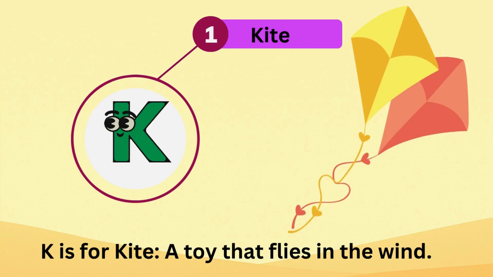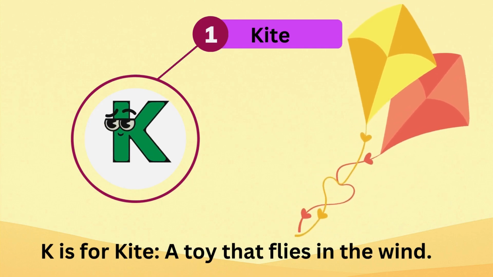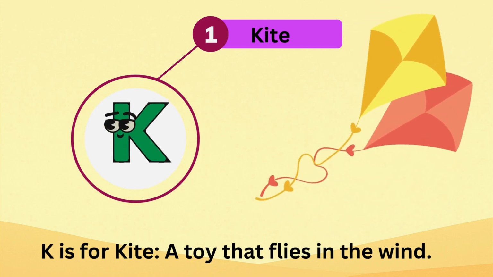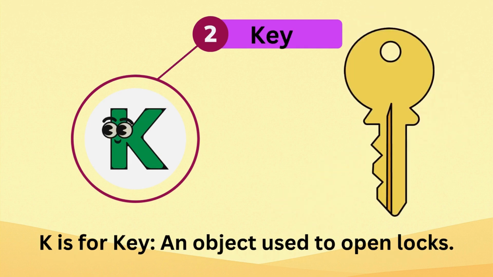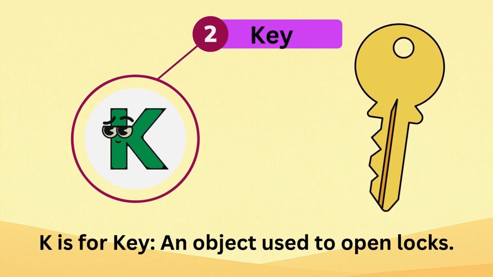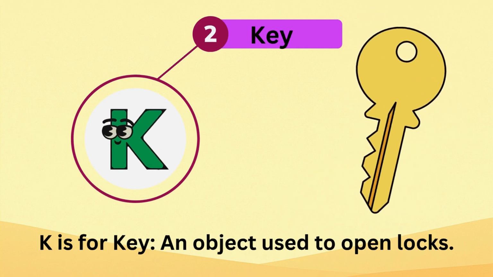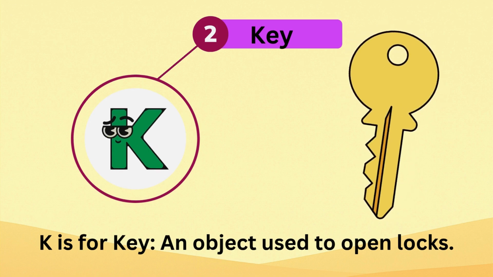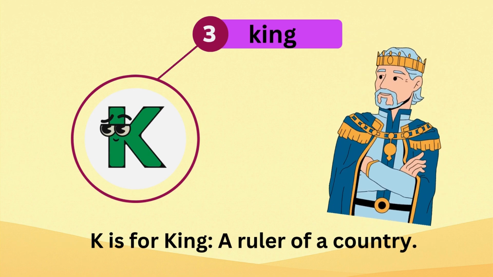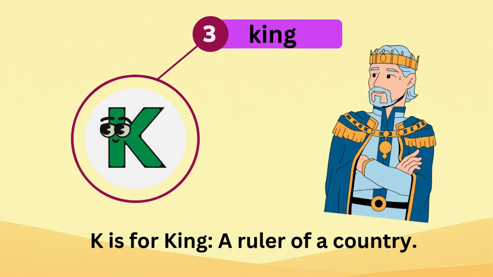K. K is for kite, a toy that flies in the wind. K is for key, an object used to open locks. K is for king, a ruler of a country.